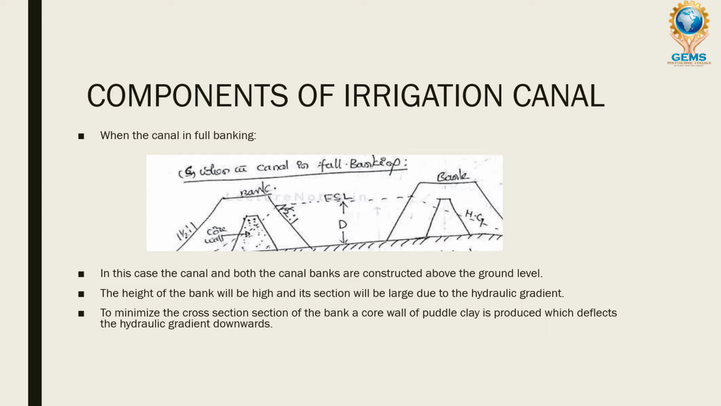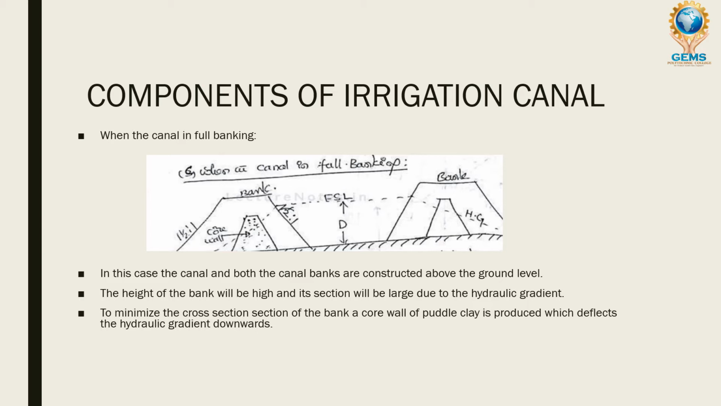According to this condition, you can see two different canal banks are constructed at the opposite and parallel sides, and this condition originally occurs when the canal is at full banking. The canal is generally constructed above the ground level. You can see the canal is not excavated to a certain level. The total water present inside the canal is taken as the full reservoir level.